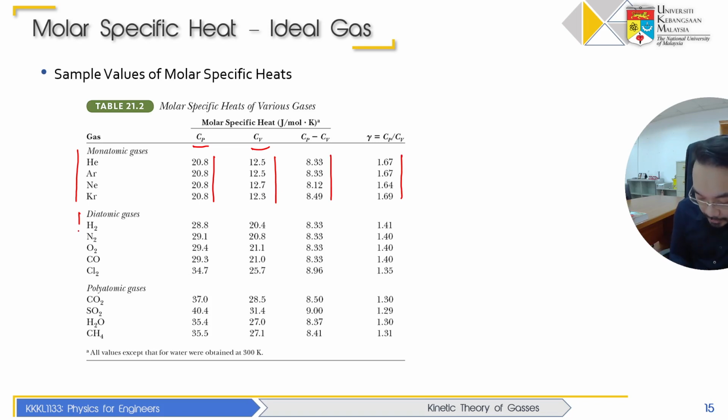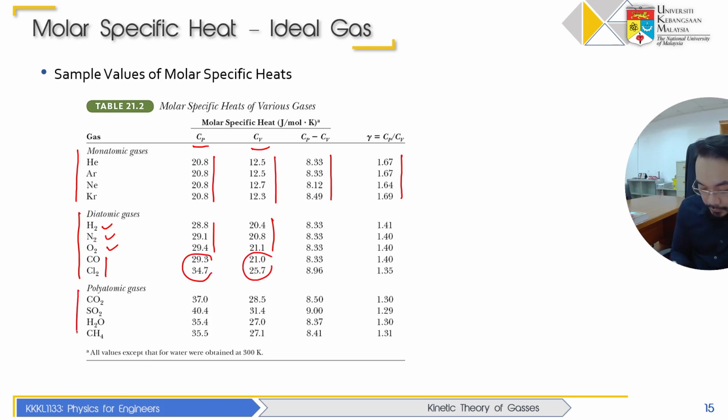Now, moving to diatomic gases, if you look at hydrogen, nitrogen, and oxygen, which are simply the same kind of atoms, but diatomic, you can see that the Cp and Cv have a little bit of difference, but are still roughly almost the same. But once you have different kinds of material, for example carbon monoxide and chlorine, which has a very massive molecular mass, then the Cp and Cv become more different. You can see how much different it is.